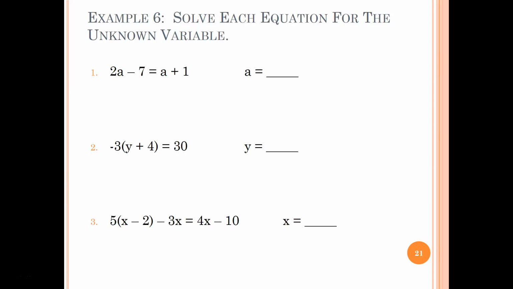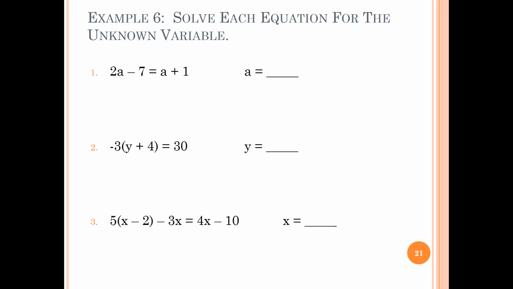Okay, now I'd like you to pause the video and try example 6. These are our last 3 examples in this video lecture series. All right, I think we're ready to get started. So let's see how you did.